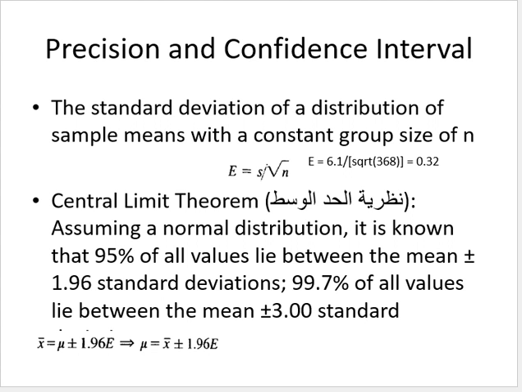If you do 3 times E, then how much of the data will you cover? 99.7%. This is according to the central limit theorem, when the distribution is normal. Clear? Okay.